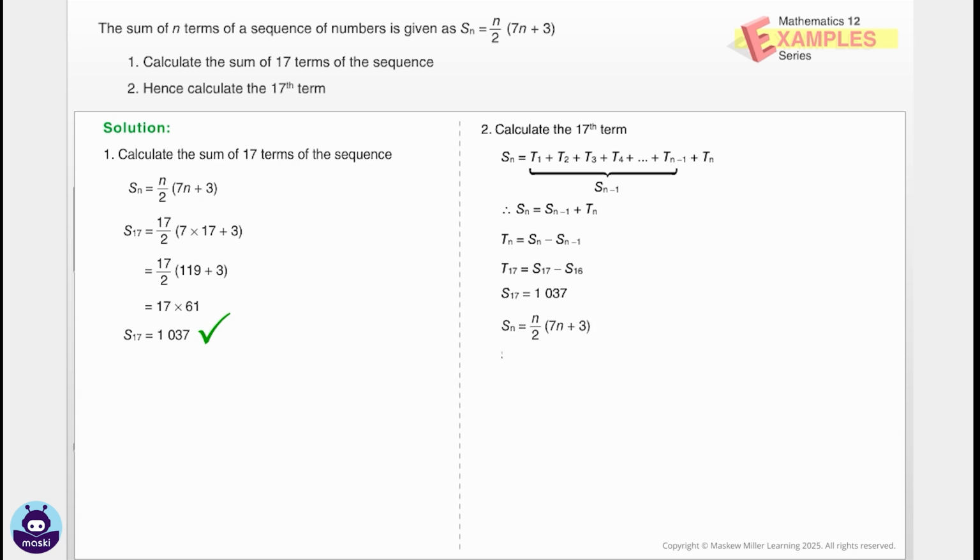We now calculate S16 by substituting n equals 16. Therefore, S16 equals 920. We can now determine the 17th term by substituting the values of S17 and S16 in the equation. T17 equals 117.